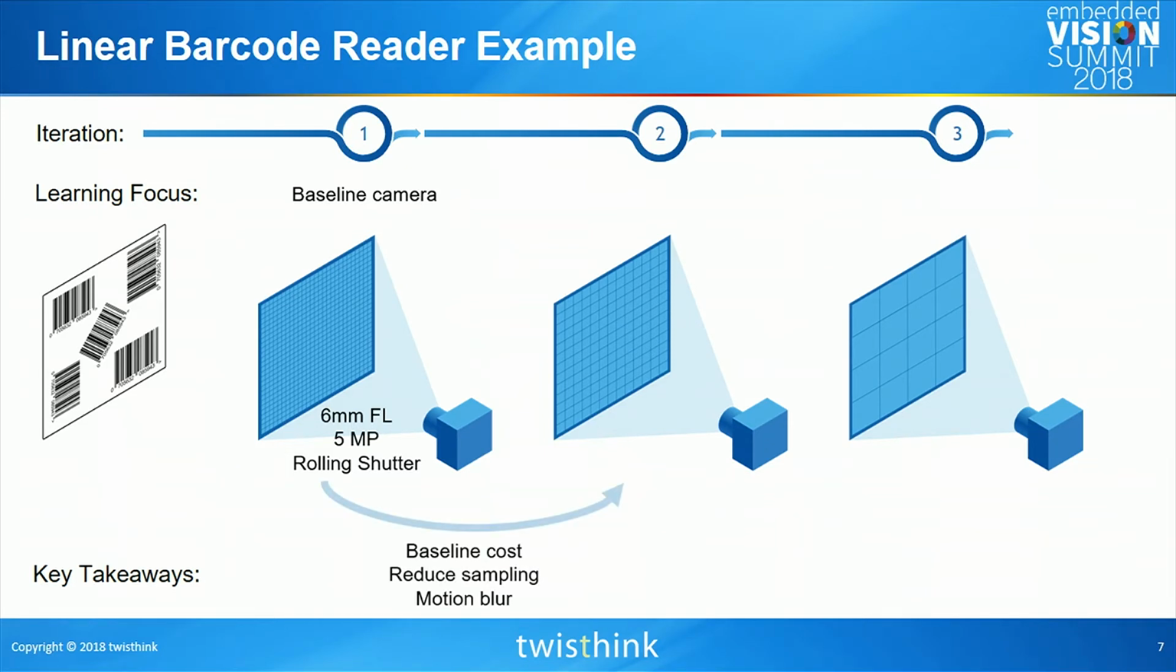Through this iteration, what we learned was, of course, the baseline cost for that sensor and camera. We learned that if we added more capability to the algorithm, we could reduce the sampling of the image sensor and save cost. We also learned that motion blur was by far the biggest noise source that was affecting our decoding quality. So we took those and we fed them into iteration 2, which focused on solving that motion blur issue. And we devised a way using a global shutter sensor and short exposure time.